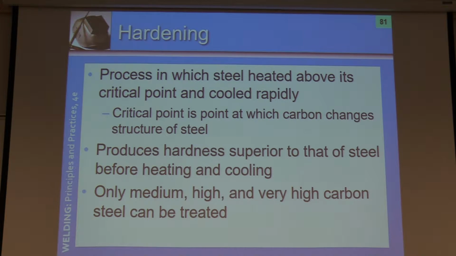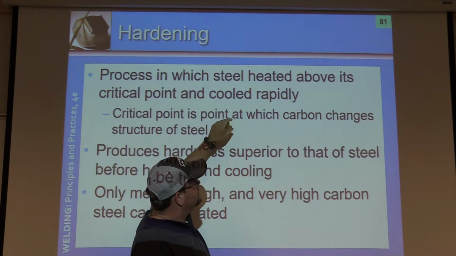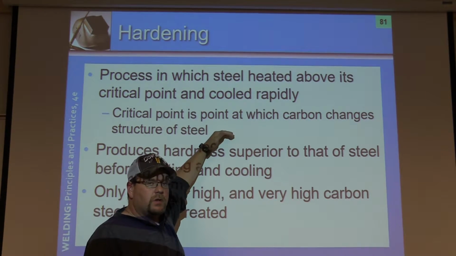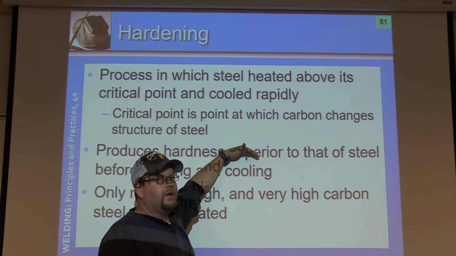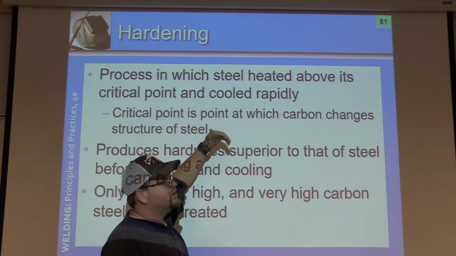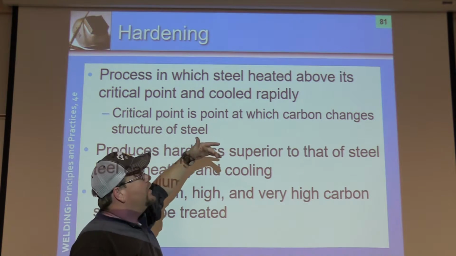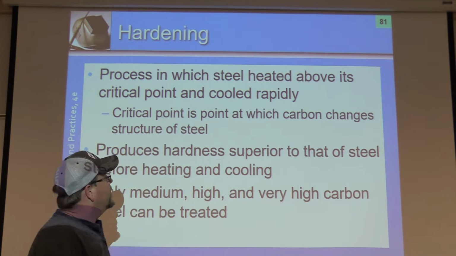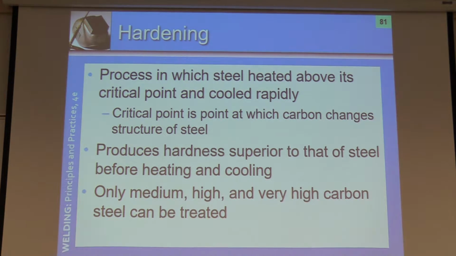So we talked about that critical point, the point at which carbon changes the structure of steel. Right here, write down your lower transformation temperature, 1333 degrees. That's when we go from ferritic to an austenitic steel, or austenite. It's also in austenite where it is non-magnetic, until we cool it back down and bring it below that. It produces hardness superior to that of steel before heating and cooling. Only medium, high, and very high carbon steel can be treated.